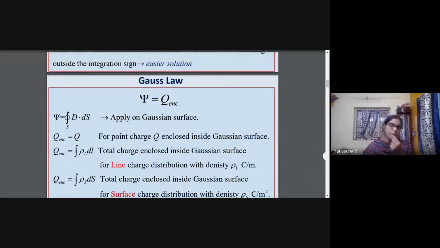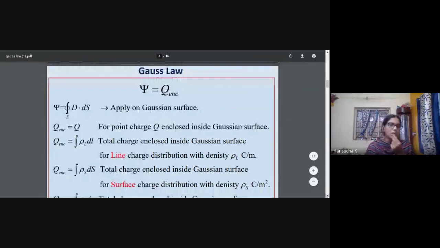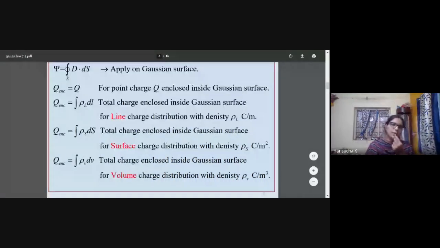We know that psi, the electric flux, is equal to the total enclosed charge, which we have represented as capital Q enclosed. Therefore, psi is equal to the closed surface integral D dot ds. When we apply this on the Gaussian surface, the enclosed charge becomes Q. So for a point charge, it is Q enclosed inside the Gaussian surface, whereas for a line charge, the enclosed charge will be the integral of rho L dl.